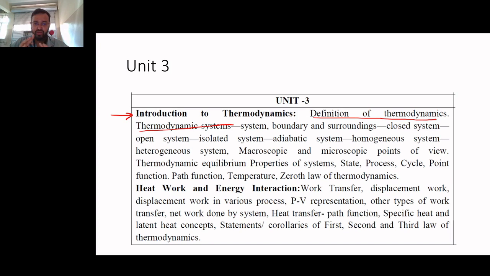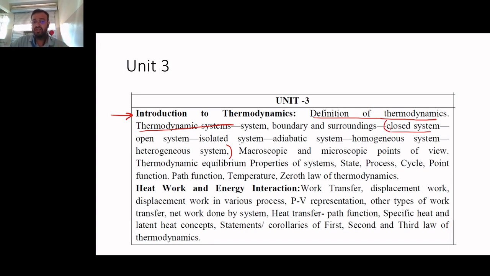So for us to understand that, we have to understand the concept of a thermodynamic system, the concept of thermodynamic boundary and the surroundings, and different types of thermodynamic systems: closed systems, open systems, isolated systems, adiabatic systems, homogeneous and heterogeneous systems. These are individual systems and are different as compared to one another, and we have to understand each of these systems.